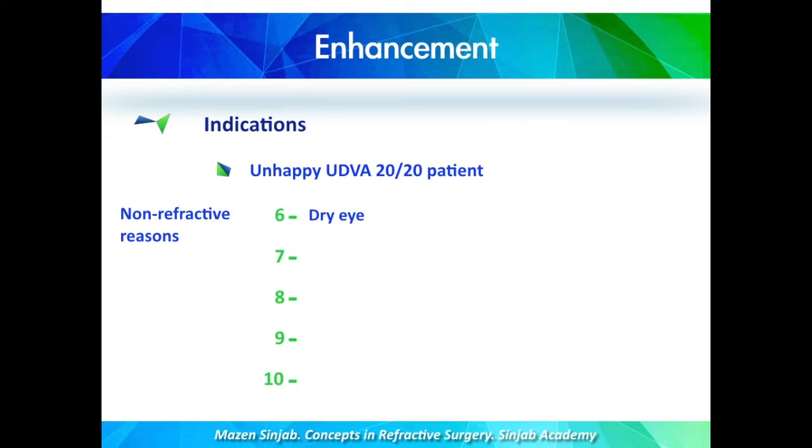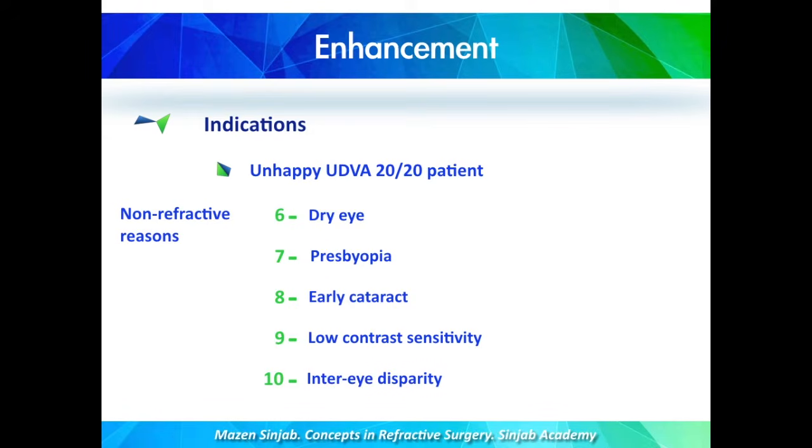They include dry eye, which is very common after keratorefractive procedures, presbyopia, which may let the patient be unhappy in spite of his 20/20 distance vision, early cataract, which may be misdiagnosed, low contrast sensitivity, which is a side effect of keratorefractive procedures, and inter-eye disparity. For example, when one eye sees 20/20 and the other one sees 20/15, the patient considers the eye of 20/20 as the bad eye.